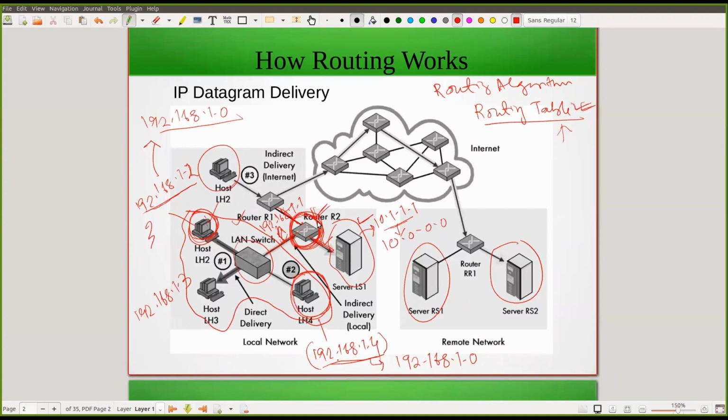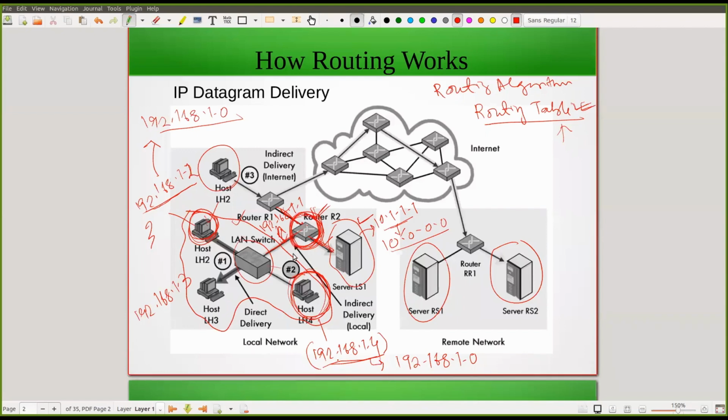So how does routing work? Routing depends on the destination IP address and destination network. If it is the same network, the packet has to be delivered directly, like the first example I have given. There is no need to consult the router; it will go and deliver directly via the switch.